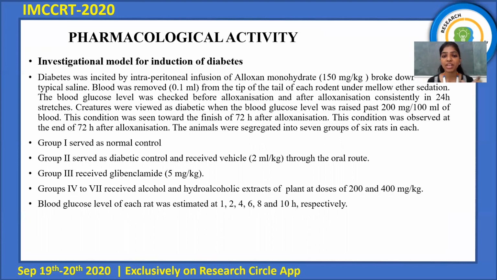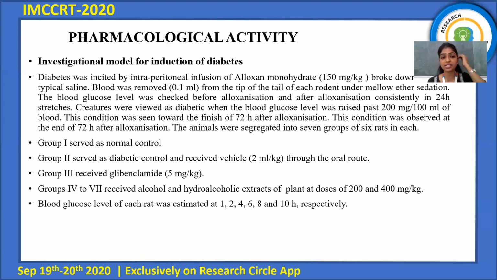Then we saw that the rats were considered diabetic when the blood glucose rose past 200 mg per 100 ml of blood, and this condition was seen for 72 hours after the alloxan induction. The animals were then segregated into 7 different groups of 6 rats each.